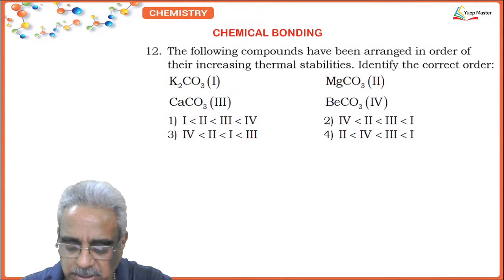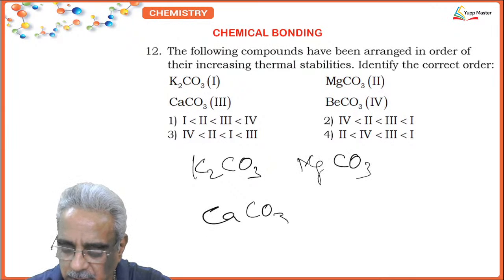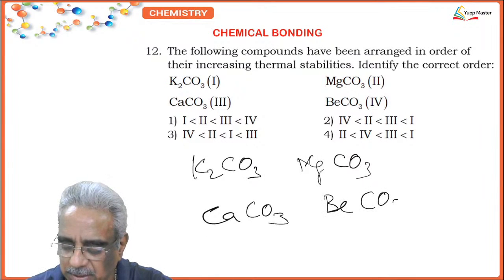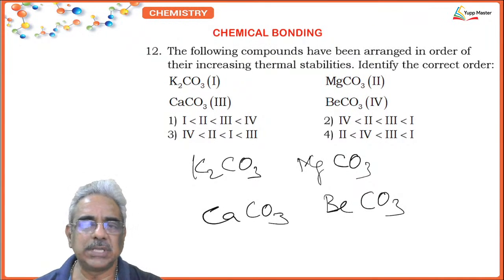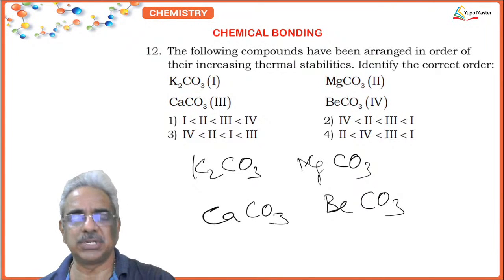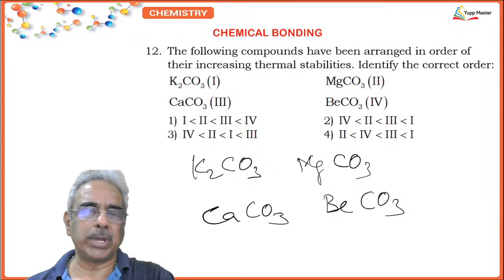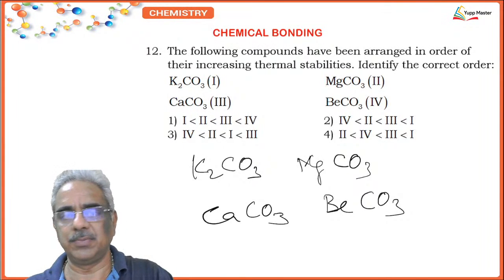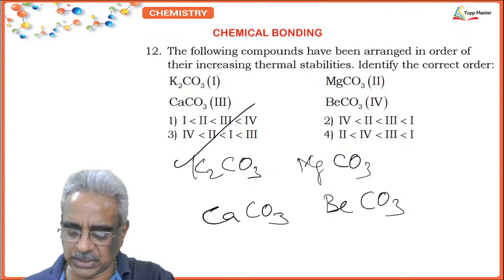So in this particular question, what is he asking? See, he gave potassium carbonate and he gave magnesium carbonate and he gave calcium carbonate and beryllium carbonate. See the nice combination of carbonates. He is asking which is thermally most stable, which is thermally least stable. What do you mean by thermal stability? So if you heat them, who can lose carbon dioxide easily, who cannot lose carbon dioxide easily? That is the $1 million question. Just now I told you, this is first group, this is second group.